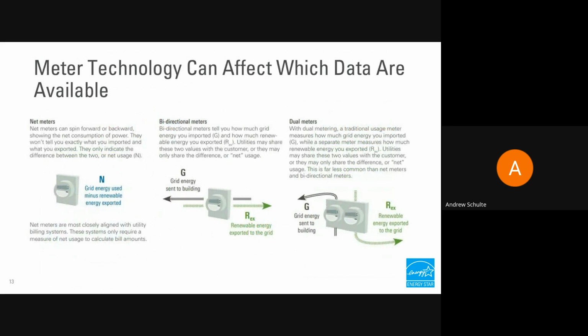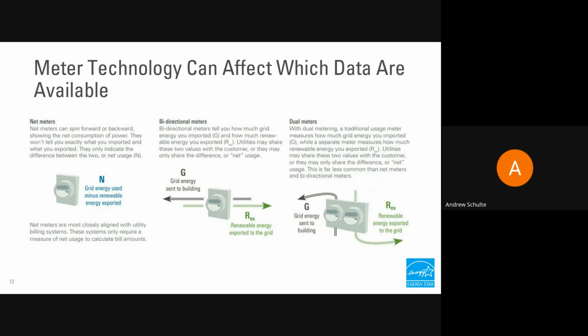We know that there are different types of meters with different functionalities and capabilities when it comes to interconnection between the building and the grid. We know that there are meters that are just known as net meters. In this case, net energy consumption is not just a billing construct, but it is truly what is measured by the meter, right? These are meters where when energy is coming into the building, the meter runs forward. When energy is being exported to the grid, the meter runs backwards. So there's only one channel and only one value, and that one value will always and only be net.